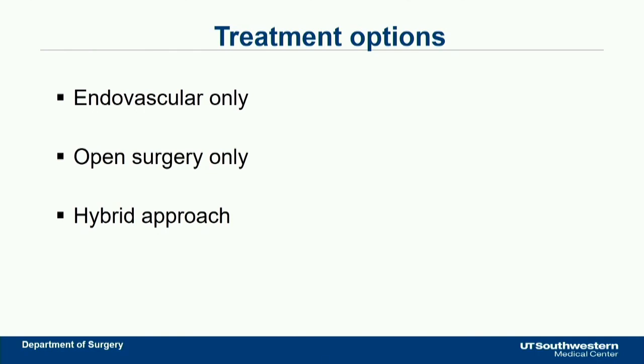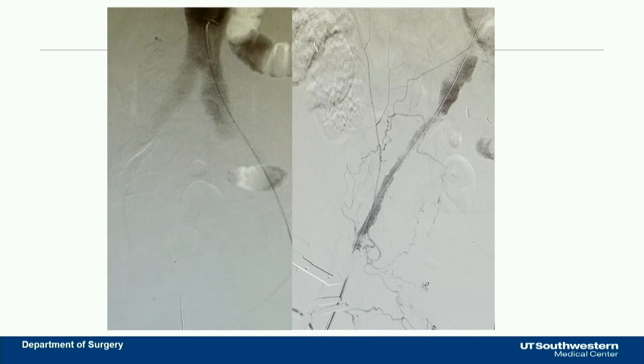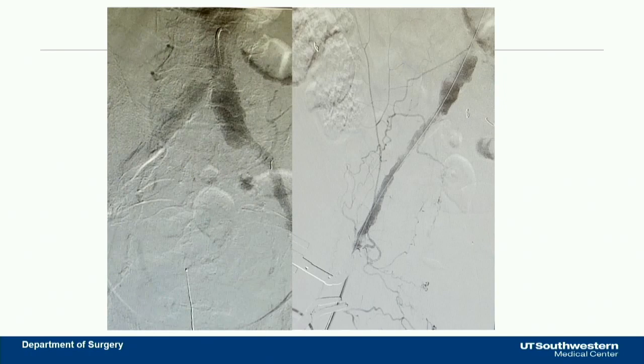And so we decided to do a hybrid approach where we did a right common femoral endarterectomy first with a profundoplasty that was quite extensive, going down to the second-order branches of the profunda. After that, we punctured the patch that we put on the common femoral artery and tried to get a retrograde access into the aorta. However, we were unsuccessful in doing that because we kept going subintimal. So then we decided to puncture the left common femoral artery.